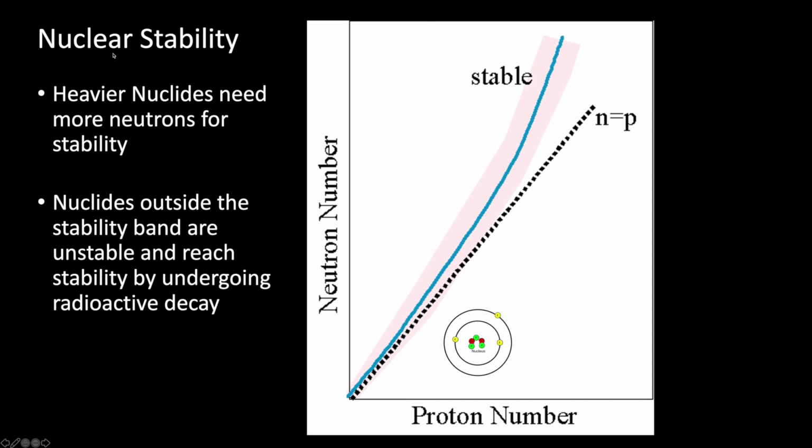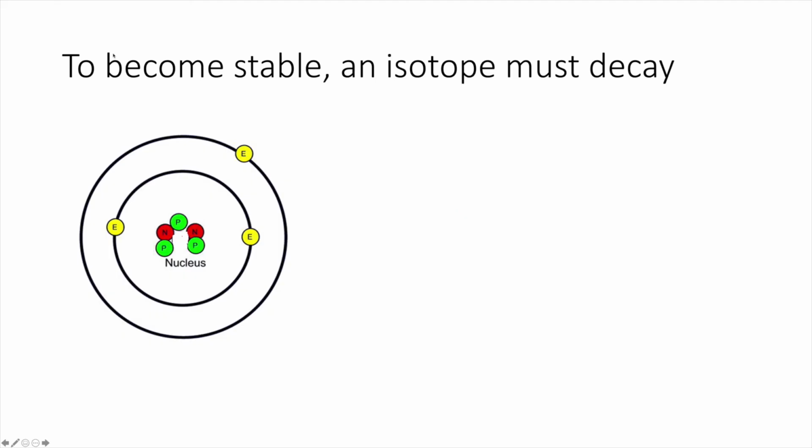And when we talk about different isotopes, essentially unstable isotopes are trying to reach a form of stability. So a heavier nuclide may need more neutrons in order for it to become stable. Whereas if it's able to gain a few more neutrons to reach a point of stability, then it would have to do that via some sort of radioactive decay. So to basically summarize that, in order to become stable, an isotope must undergo some decay.